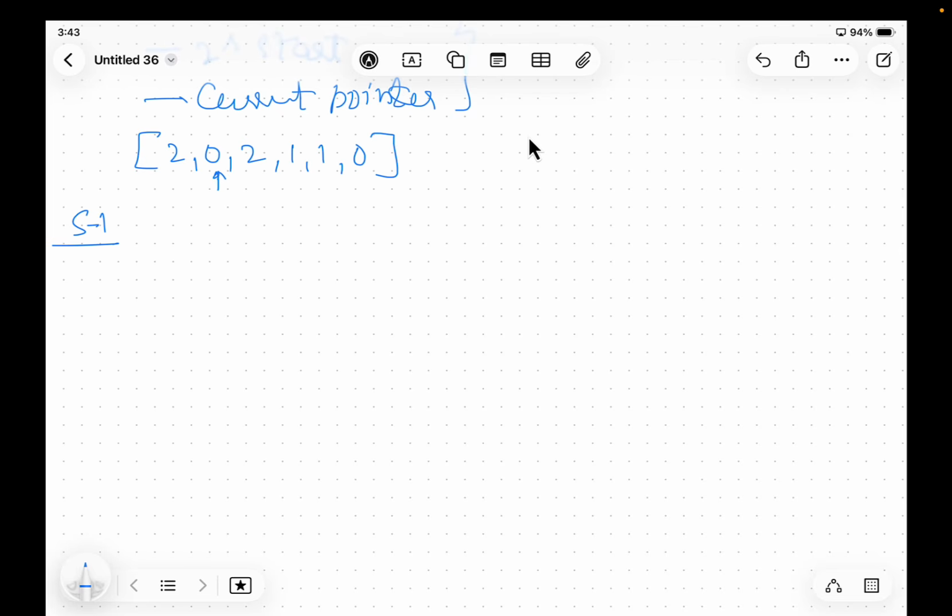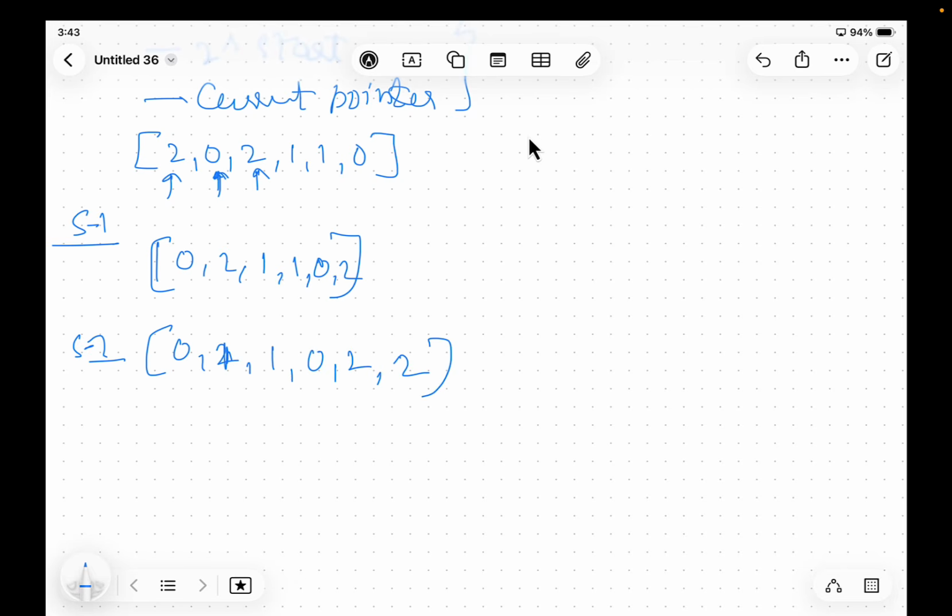So if 2 is coming, then since my pointer is here, what will this be now? 0, 2, 1, 1, 0, 2. Correct? Step 2 is a 0. 0 will come first. So 0 we have already encountered because we are having the pointer here, the first occurrence of the 3 different digits. So already this is done, leave it. Now coming to this, what will happen now? 0, 2, 0, 1, 1, 0, 2, 2, correct?